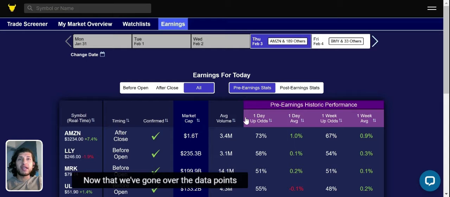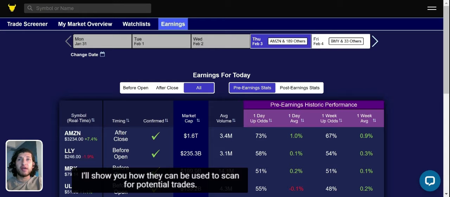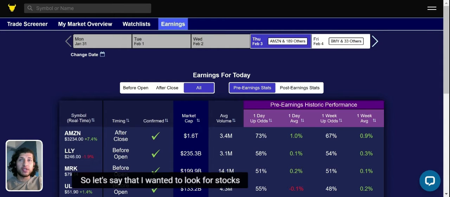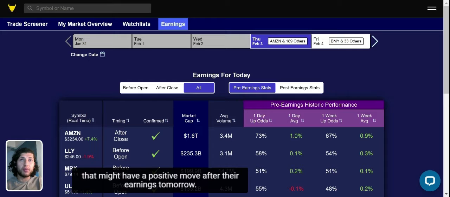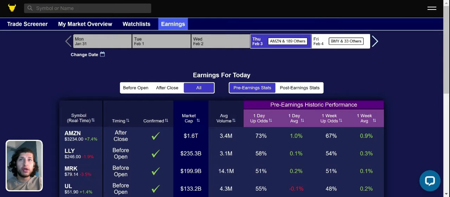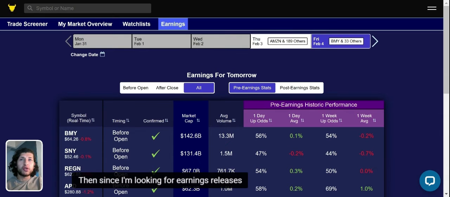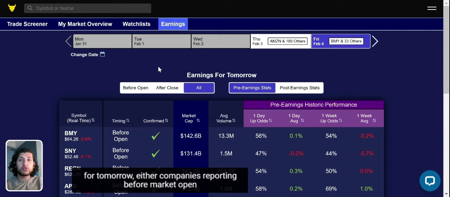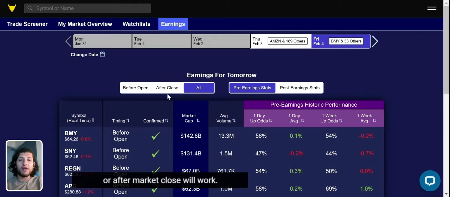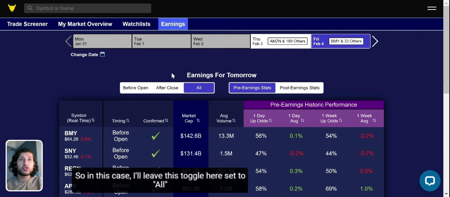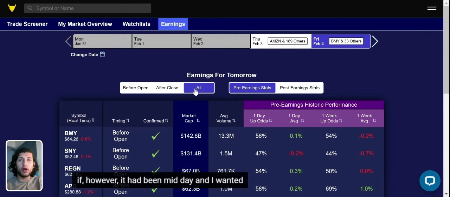Now that we've gone over the data points, I'll show you how they can be used to scan for potential trades. So let's say that I wanted to look for stocks that might have a positive move after their earnings tomorrow. First, I'd hit tomorrow's date here. Then, since I'm looking for earnings releases for tomorrow, either company's reporting before market open or after market close will work. So in this case, I'll leave this toggle here set to all.